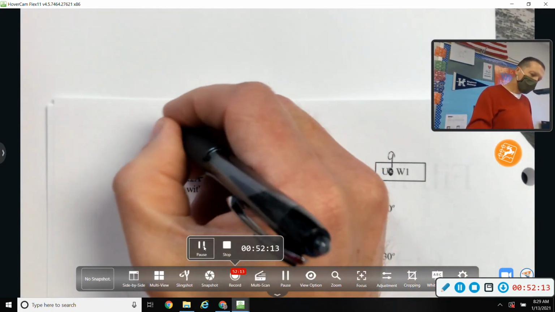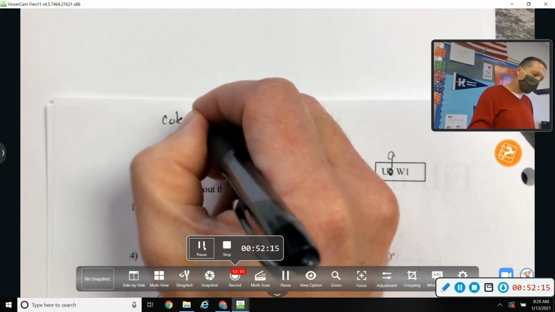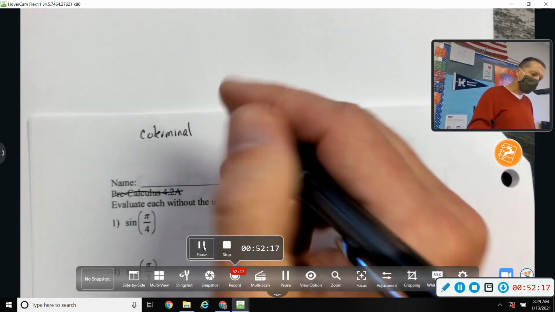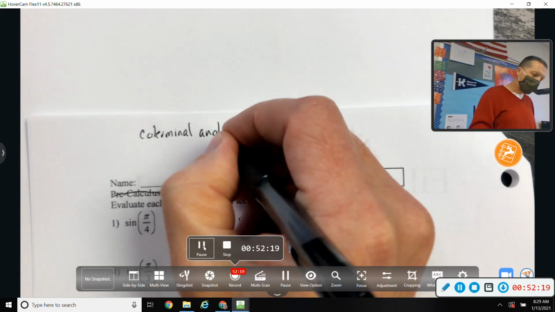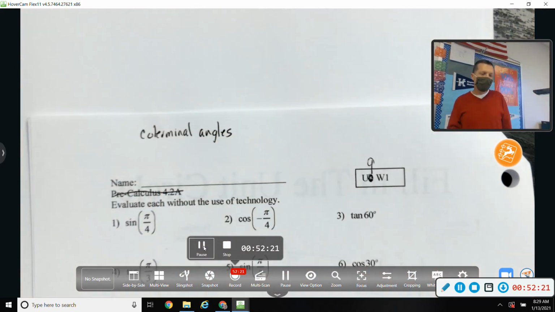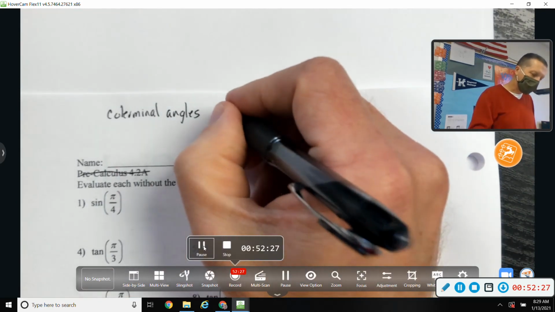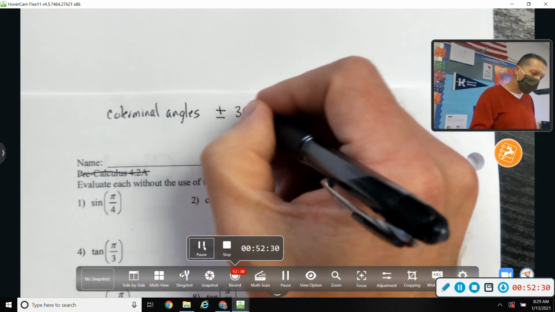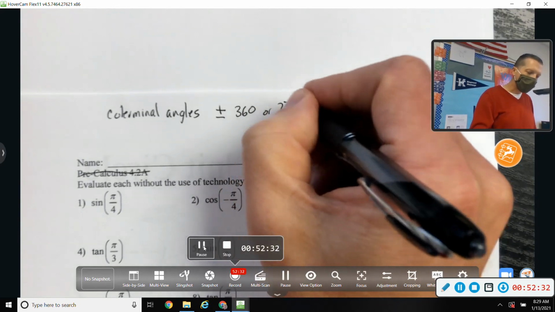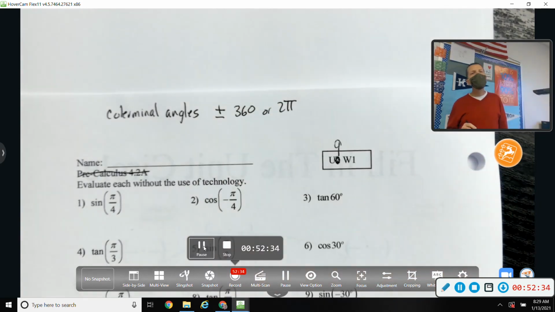So that's the sort of last piece of the puzzle, a piece that we already know, but coterminal angles. If you get an angle you don't like or it's not on the unit circle, again, you can add or subtract 360 or 2 pi, depending on which mode you're in, however many times you like to sort of make it work.